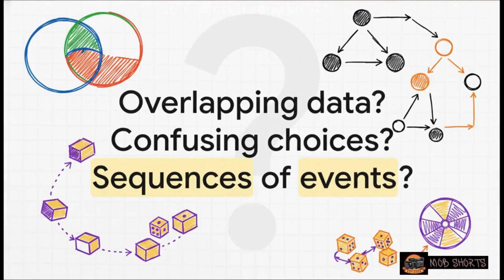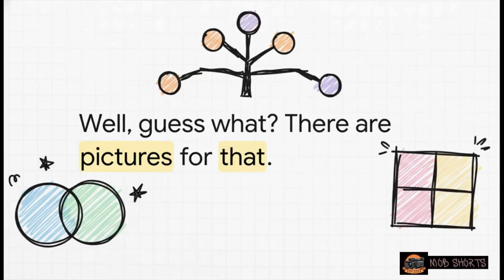Have you ever just looked at a bunch of data where everything seems to overlap and your brain just shuts down? Or maybe you're faced with a whole set of confusing choices and you're trying to figure out the odds of a series of events happening down the line. Yeah, we've all been there. Well, you're in luck, because believe it or not, there are pictures for all of that.